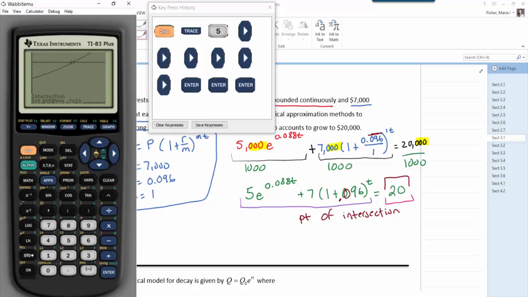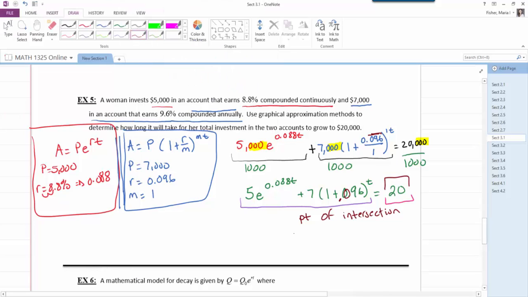And the calculator tells us that it looks like it's going to be about 5.6, and then we'll round up. So t is going to be approximately 5.65 years. So in about 5.65 years, the two investments in her accounts are going to grow to $20,000.